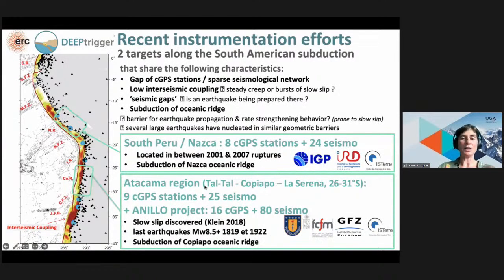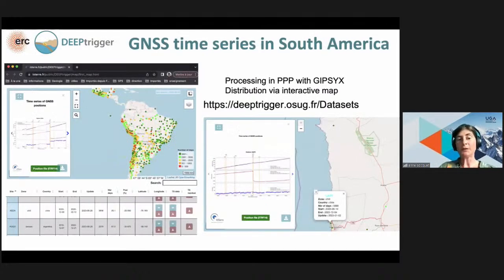All these data, we are trying to process them. At the moment, we are processing all the available data in South America in terms of GNSS, and we are making the time series available when it's possible. So you can just go to this website and get the different time series and play with any kind of modeling you like.